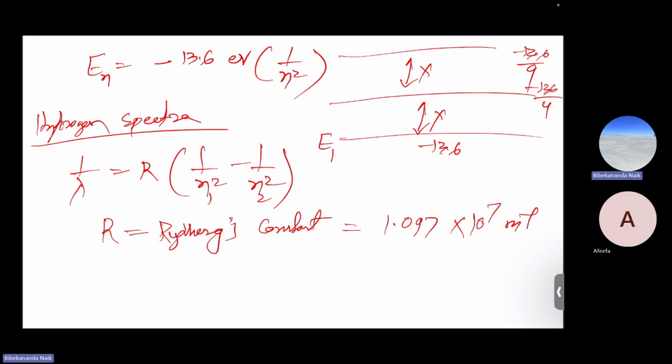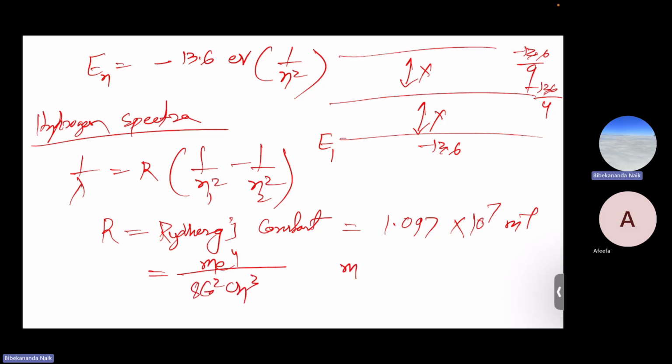Then depending upon the expression for Rydberg's constant, if you talk about Rydberg's constant, its value is m e fourth divided by 8 epsilon 0 square c h cube.